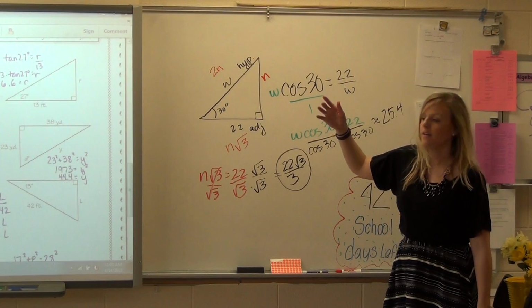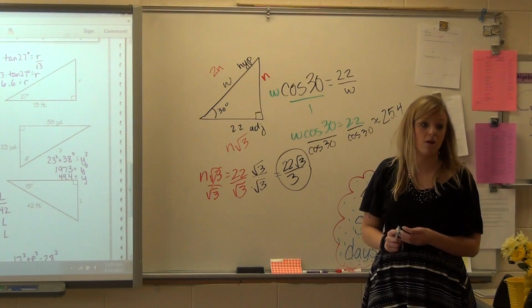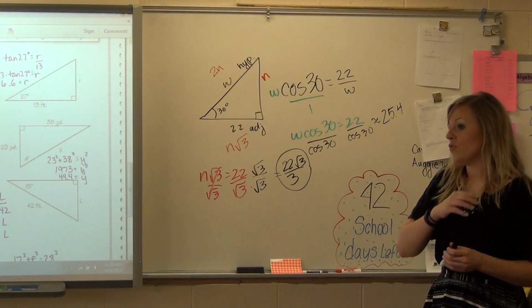I don't remember exactly. And then to find the hypotenuse, you take that and multiply it by 2 and it will get you right back to 25.4. So you can't simplify this, no.